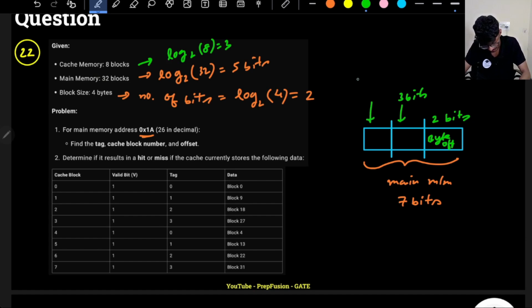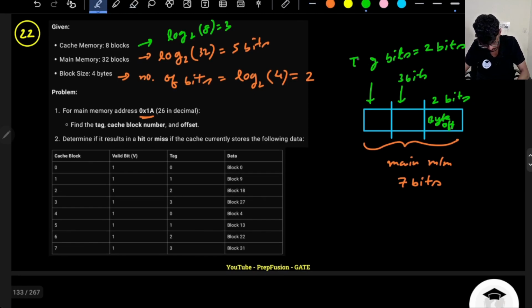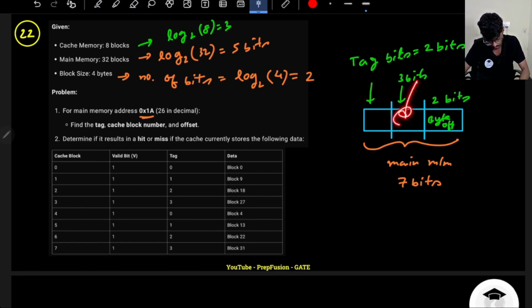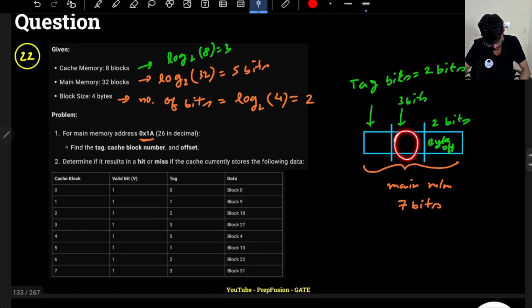And this will be the tag bits. So tag bits will be 7 minus 5, that is 2. So 2 bits will be tag bits. So this is the number of tag bits, this is my cache block bits, and this is the offset. They are asking what the tag is, so out of this, the tag will be only the first 2 bits.